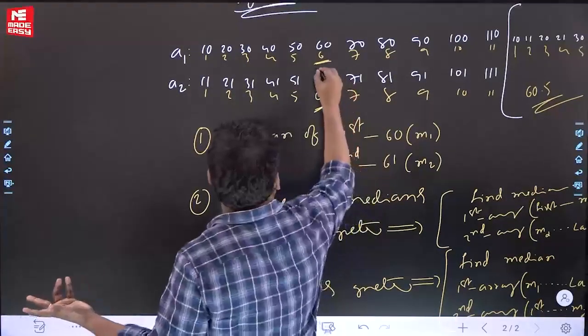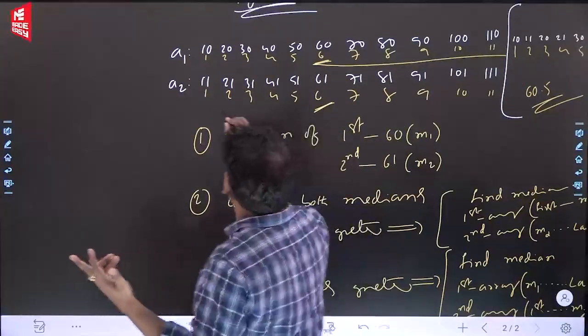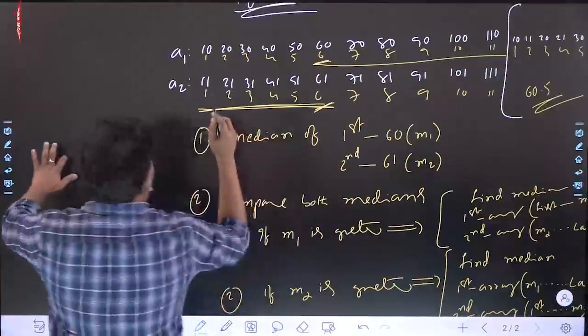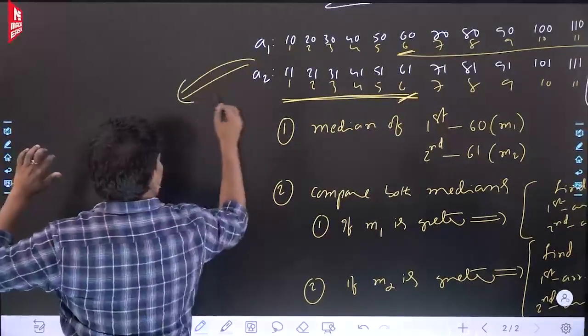What is the answer? First array second half or second array first half, because this one is bigger. Now let me write. After doing it one time, this is the story. Now what is the answer?